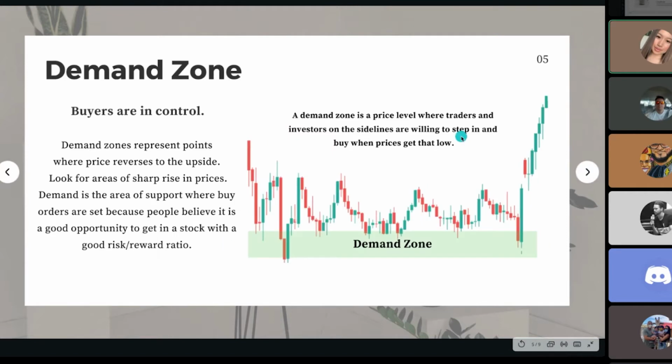And then the demand zone basically is just talking about how buyers are in control. So when a stock falls too much or a price level gets too low, buyers will like to step in and buy at this price to get a good risk to reward ratio. And so the traders and investors on the sidelines that are willing to step in and buy when the prices get that low will usually buy it right here and have the stock price go up.